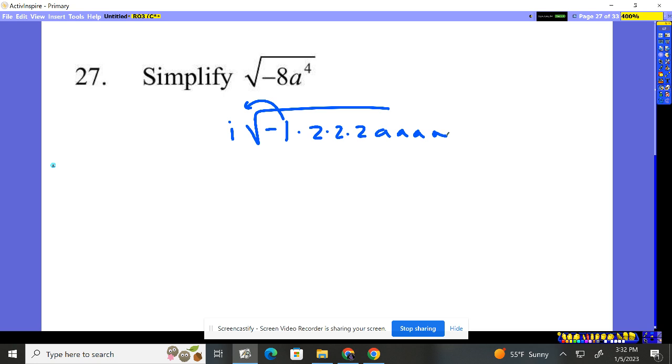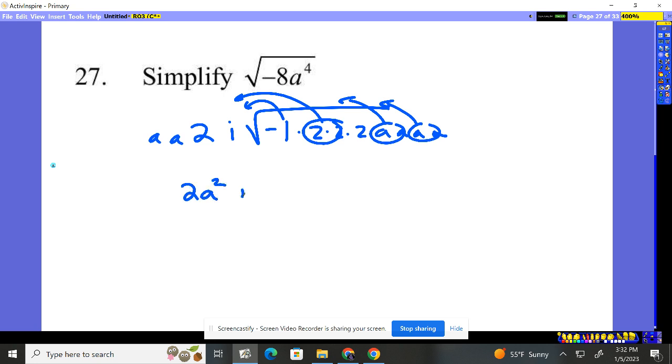We need just 2 to come out. A pair is what I meant to say. We have a pair of 2's, so it comes out. Another pair of 2's, so they all come out. Cleaning this up, I have 2i, the imaginary number, and who is left behind? Just the number 2. There's our answer to 27.